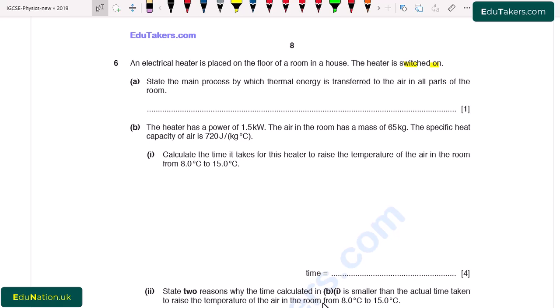room. So thermal energy is transferred through basic three methods: conduction, convection and radiation. But in this case, the transfer of heat through the air is carried by the convection. So I write here convection.